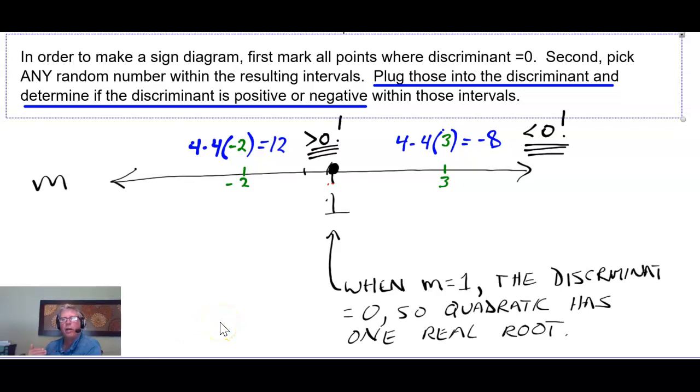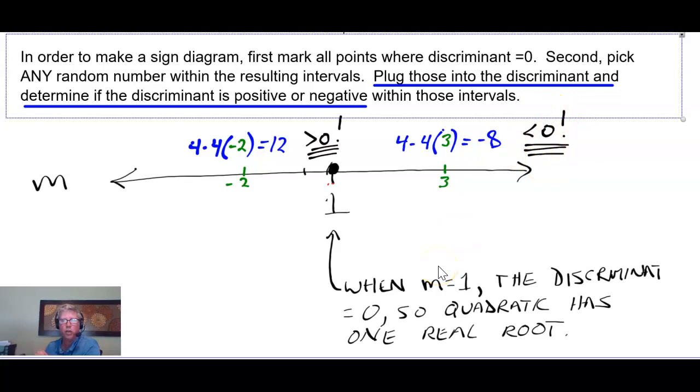You're going to plug those random numbers into the discriminant. Remember the discriminant is b squared minus 4ac, and in this case it was 4 minus 4m. So I plug in the m and I got positive 12 here. I plugged in the 3 and I got -8. I do not care about the number. All I care about is whether it's greater than 0 or less than 0.